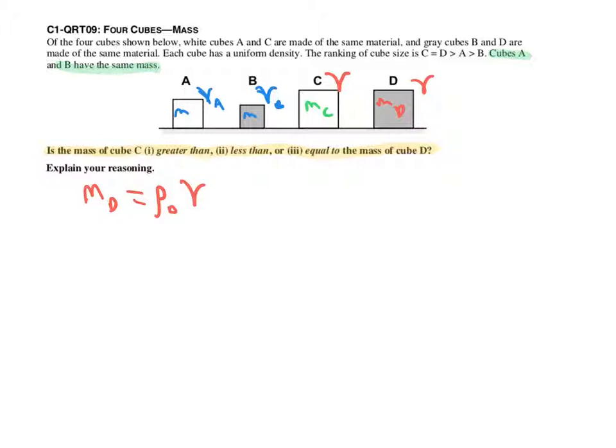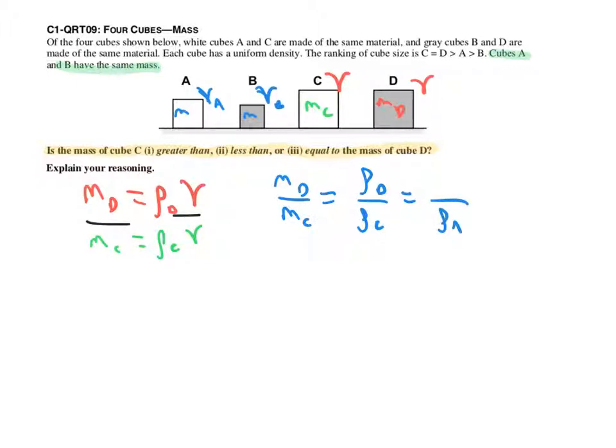And so we can say, well, the mass of D is the density of D times the volume, and the mass of C, of course, is the density of C times the volume. So we can take the ratio, and we can say that the mass of D over the mass of C is in the same ratio as the density of D over the density of C. But we're told that C is the same material as A, and that D is the same as B. So the ratio of masses of D and C is the ratio of densities of B and A.